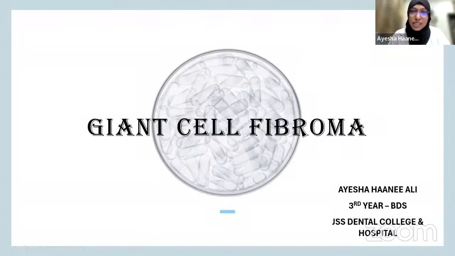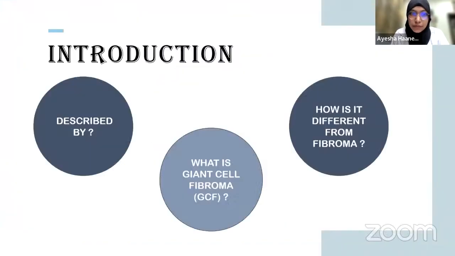Hello, everyone. I'm Ayesha Haanee Ali, third year dental student at JSS Dental College and Hospital. I'll be presenting giant cell fibroma at today's contest, where I'll be discussing what giant cell fibroma is, the clinical features, histopathological features, and differential diagnosis. I'll also discuss 2 cases seen at a hospital and the treatment of GCF. It was described by Weathers and Callahan in 1974.